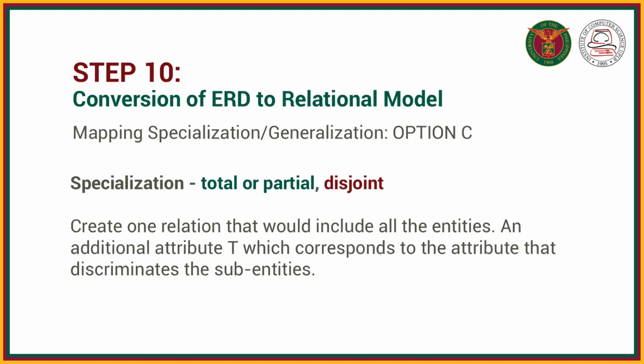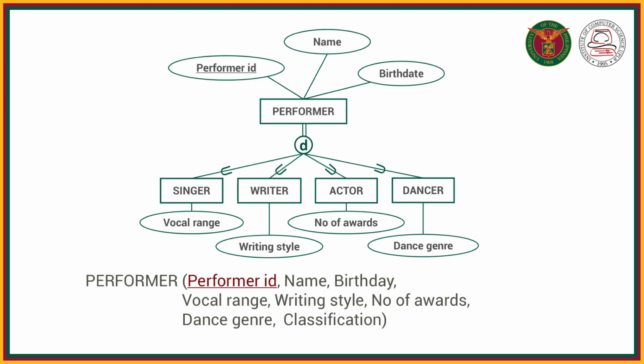Now, step 10, or option C. Again for specialization, this is applicable to either total or partial specialization, but it must be disjoint. What we can do is create one relation that includes all the entities, with an additional attribute T, which corresponds to the attribute that discriminates the sub-entities. What does that mean? To illustrate, we will use the same example. Performer now has total participation and disjoint, meaning again that all elements of performer should be part of exactly one subclass or subtype.